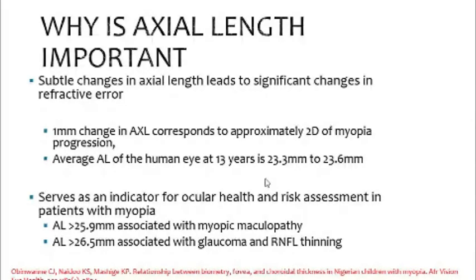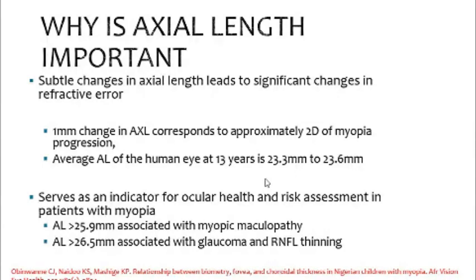An axial length of more than 26.5 millimeters will put you at risk of developing glaucoma and RNFL changes. Now, the normal axial length for the average child would be between about 23.5 and 23.6 millimeters. Now, here's the thing with axial length. Very tiny changes in axial length will lead to big changes in refractive error or myopia progression.